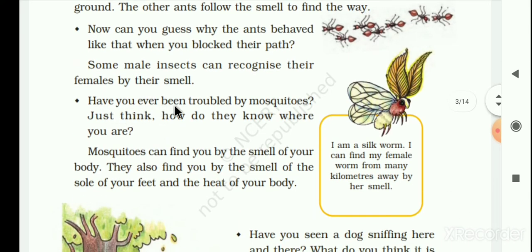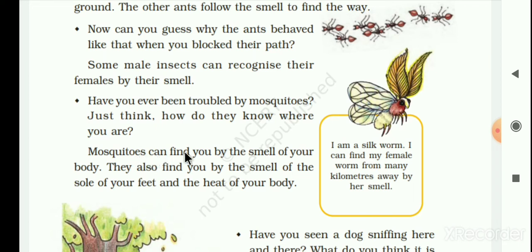Have you ever been troubled by mosquitoes? Sometimes a mosquito bites a lot. Just think, how do they know where you are? Sometimes you move your place and the mosquito bites, so you move somewhere else, right? If you are sitting on the chair, you move to the sofa. But still, the mosquito comes to you and you say, oh my god, this mosquito is very stubborn. It knows where I am and it just comes to me and bites.